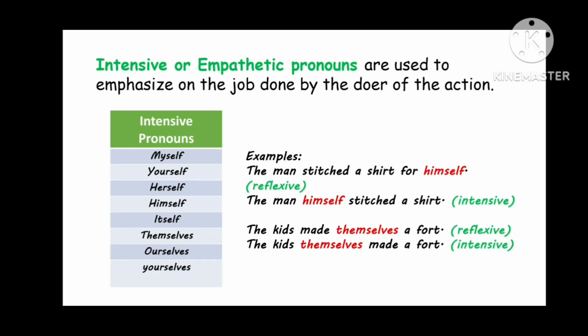In intensive pronouns, they emphasize the doer of the action. For example, the man stitched a shirt for himself is a reflexive pronoun, while the man himself stitched a shirt is an intensive pronoun, because here we are emphasizing the man himself, that he did the work himself. The kids made themselves a fort is a reflexive pronoun, while the kids themselves made a fort, the work is done by the kids themselves. So when the doer of the action is emphasized, it is an intensive pronoun.